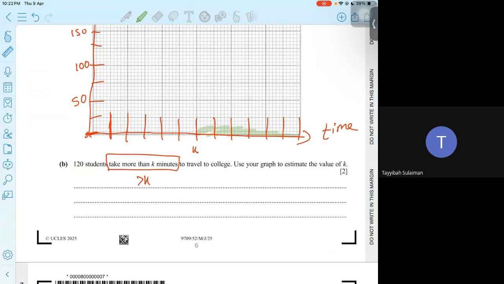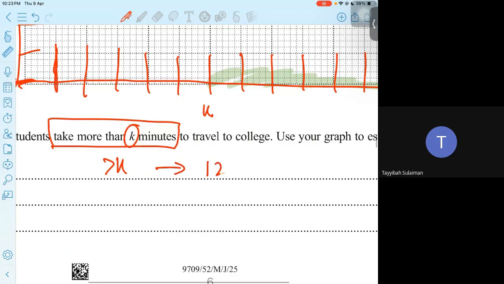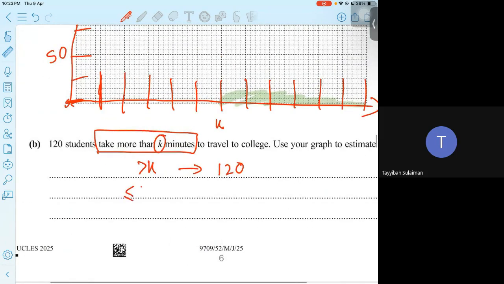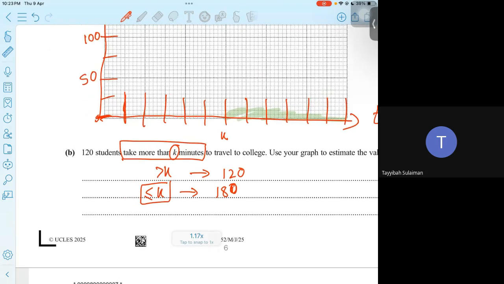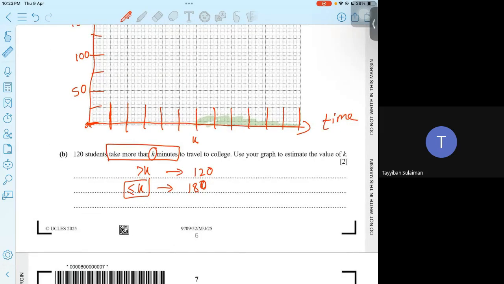Since we don't have a graph, I'm just going to explain how to solve this question. This question tells me that 120 students take more than k, but I don't have a value of k, right? So there is no way for me to guess the value of k without using what I actually have. In other words, if more than k is 120, that means till the point of k, I have 180. Does that make sense? Starting from 0 till 180, these people take less than k minutes, and from k minutes onwards, I have 120 people.